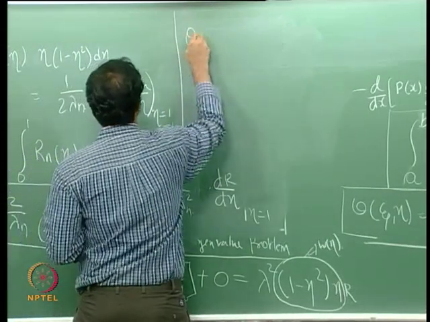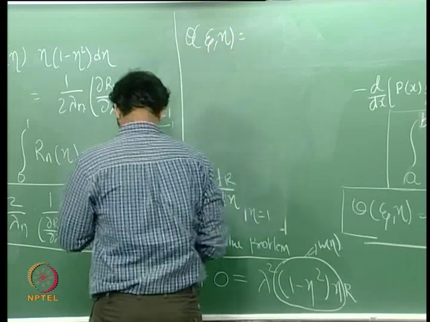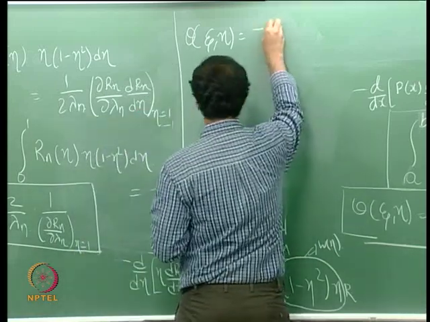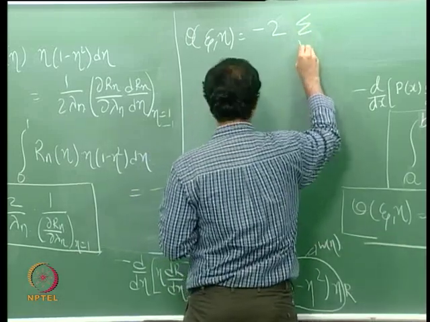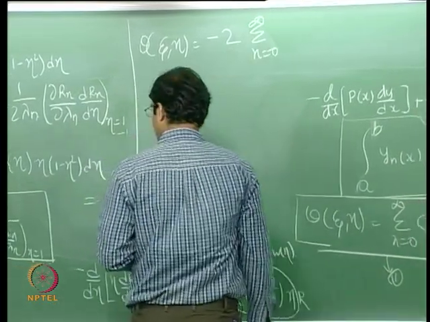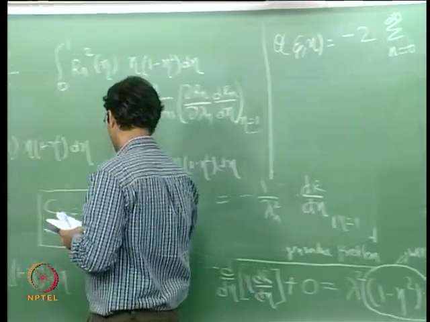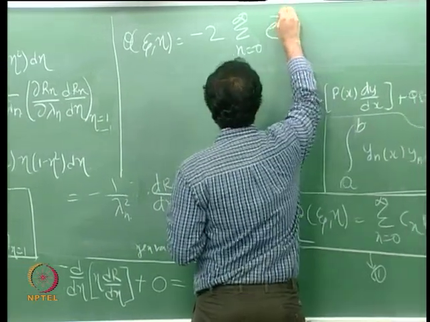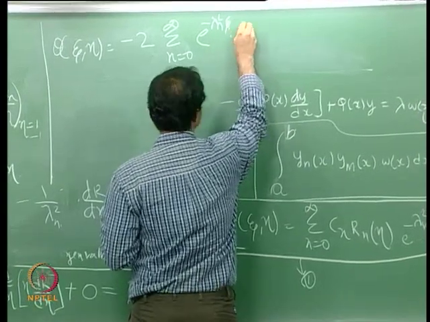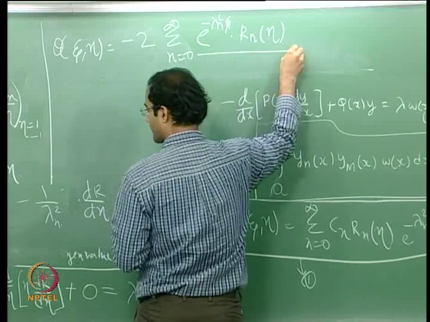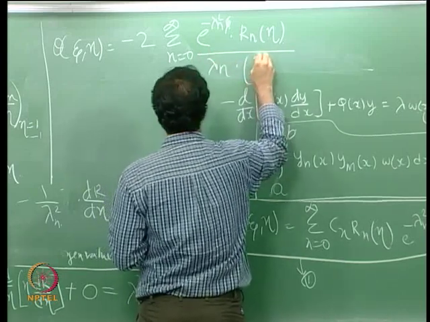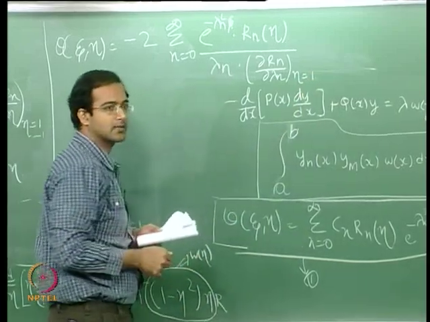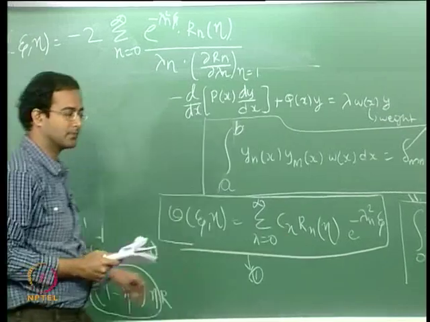So therefore the solution for theta can be written as minus 2, this can be taken out, and I have summation n equal to 0 to infinity. For Cn, these are all functions of n, so I have to keep it inside the summation. I have e power minus lambda n square zeta into Rn of eta divided by lambda n into dRn by d lambda n at eta equal to 1. So I have simply substituted for C of n from what I have obtained here.